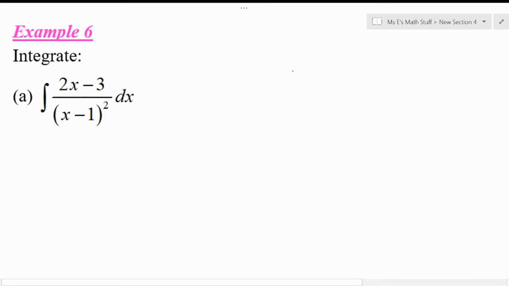All right, my friends, let's take a look. I'm going to do the partial fraction decomposition off to the side, and then I'll come back and put it all into the integral later. So we've got 2x minus 3 over x minus 1 squared. The form, since it's a repeated linear factor, would be a constant over x minus 1 plus a constant over the quantity x minus 1 squared.